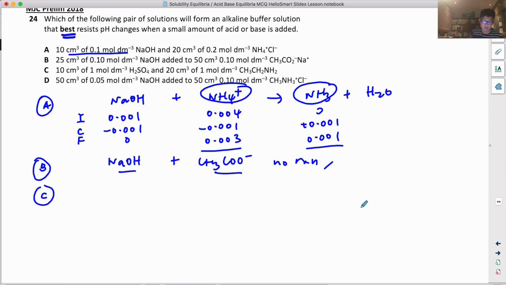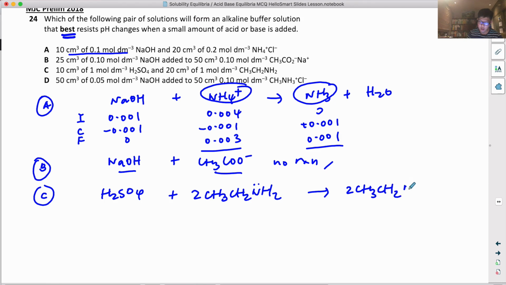You have H2SO4, which is a strong acid. It reacts with the weak base over here. This is how you balance it. There's a lone pair and the N is actually a weak base, so it's going to accept the H plus. So this is what you're going to get: 2 CH3CH2NH3 plus, and then you have SO4 2 minus, so it's 2 plus and SO4 2 minus. This is the salt.